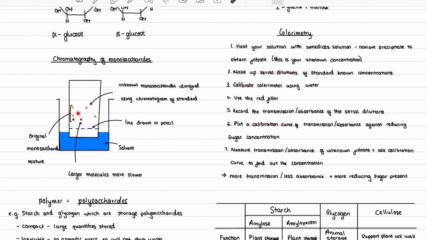As you can see here, they will each separate out to a certain distance. Then you put the unknown solution on the pencil line and compare the distance travelled with the original to identify your monosaccharides. Large monosaccharides will move slower than smaller monosaccharides.